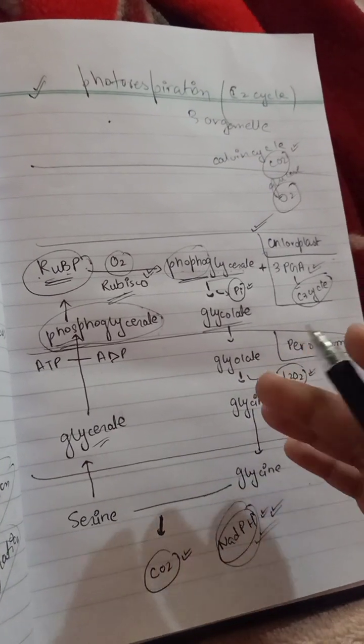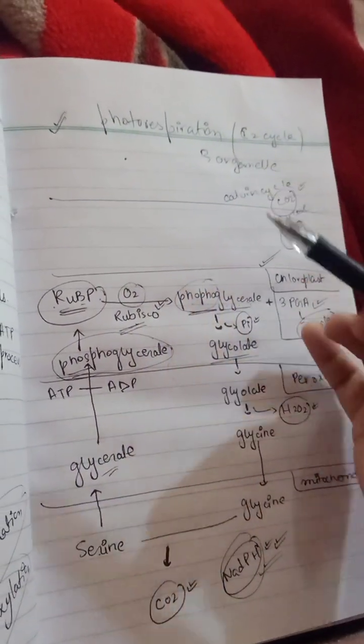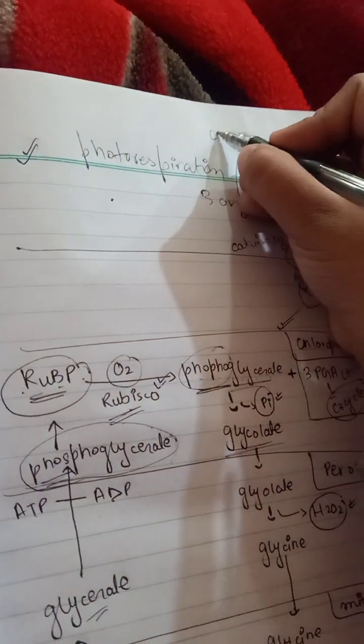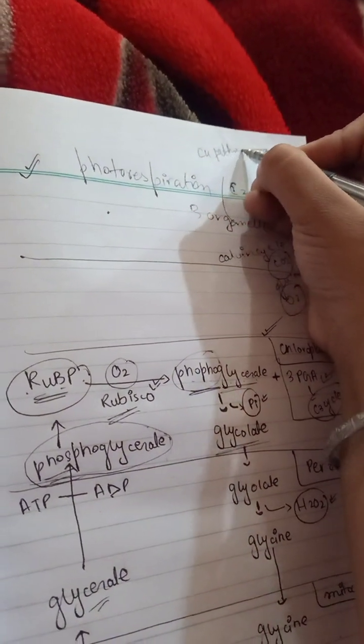Okay, so this was about photorespiration. In the next video we will move toward the C4 pathway.